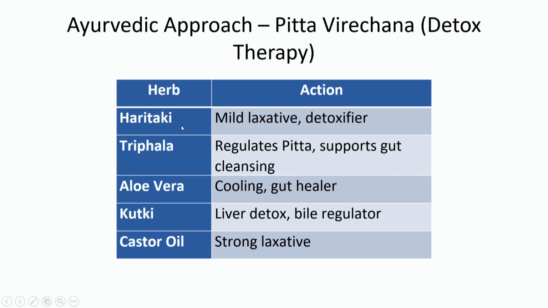These are the Ayurvedic things: haritaki, triphala, amla juice, kutki, and castor oil. Haritaki is a mild laxative and detoxifier. Triphala regulates pitta and supports gut cleanliness. Aloe vera is cooling and a gut healer. Kutki is a liver detoxifier, and it stimulates the secretion of liver enzymes, which are responsible for digestion of food. The liver is the master gland. It is very important; it should function normally if you want to be healthy. And castor oil is a strong laxative.